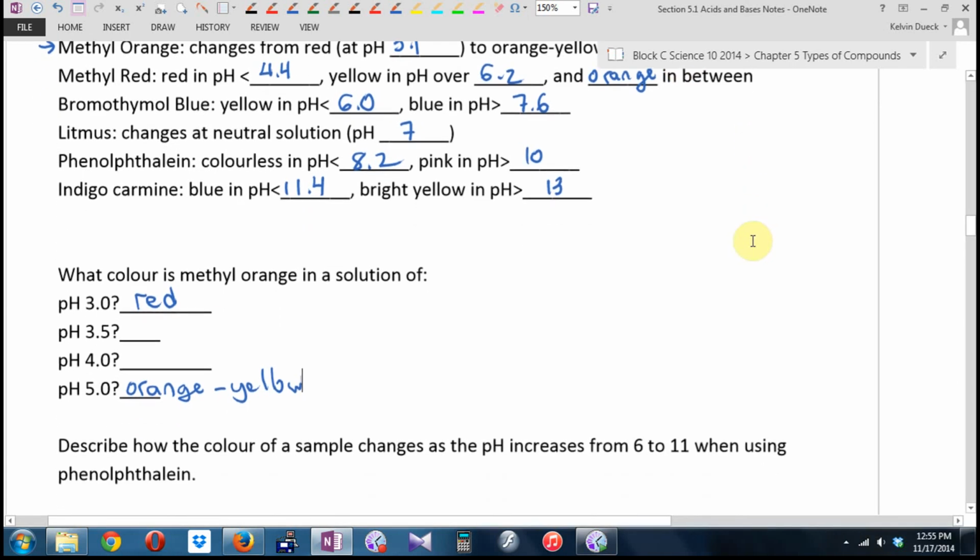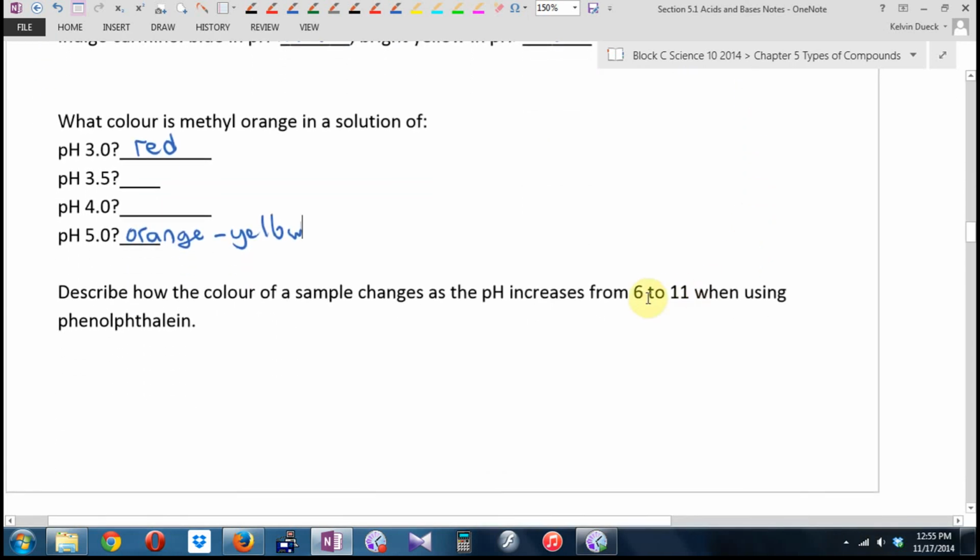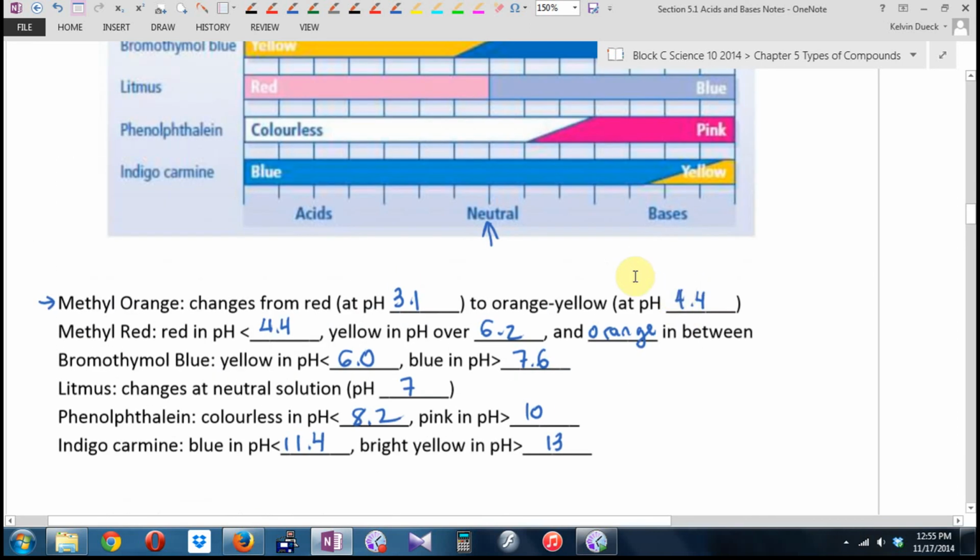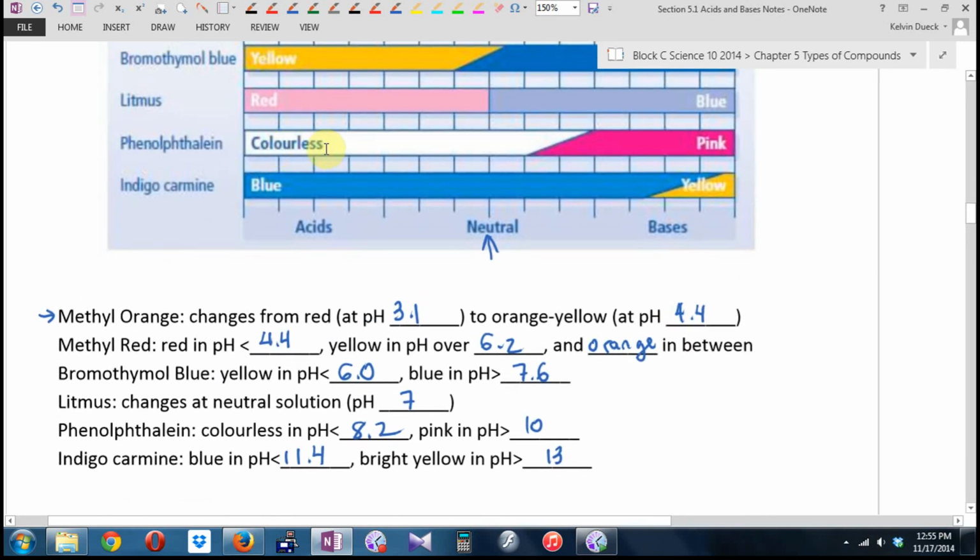For example, I wrote here, describe how the color of a sample changes as the pH increases from 6 to 11. So using phenolphthalein, pH of 1, 2, 3, 4, 5, 6, it goes from colorless to what color? Pink.